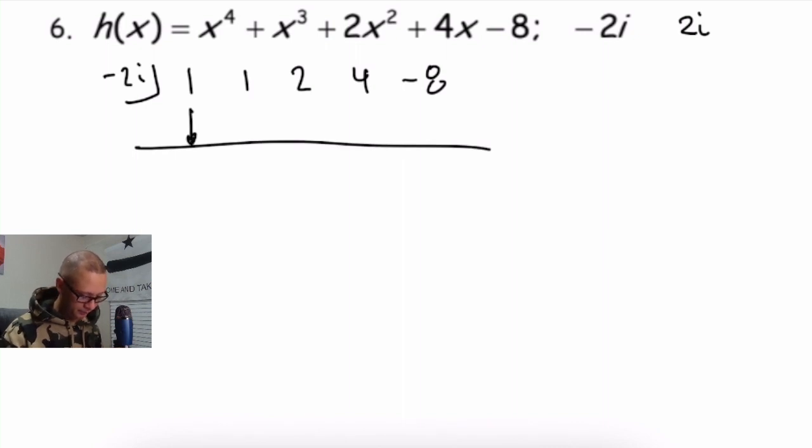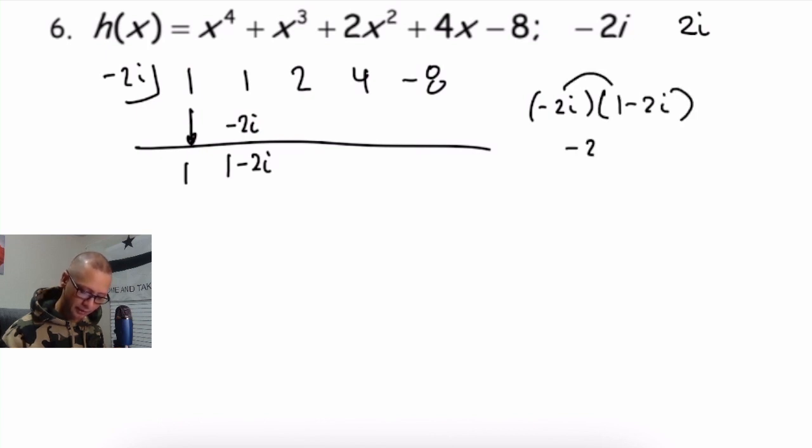Bring down the 1 times negative 2i. We add 1 minus 2i. Okay. When we multiply, negative 2i times 1 minus 2i. We distribute negative 2i, positive 4i squared. i squared is negative 1. It's going to change the sign. So we say negative 4, negative 2i. So negative 4 minus 2i. When we add, we're going to get negative 2 minus 2i.